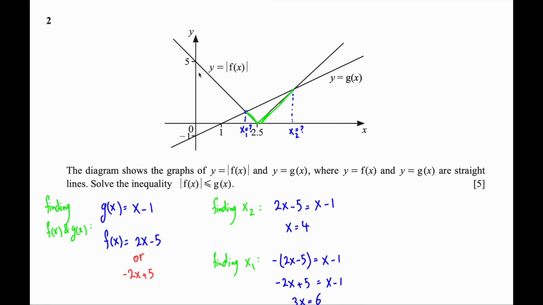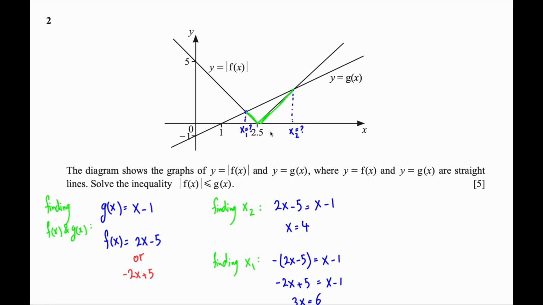In question number 2, I'm given the graph of two functions. The first one, f of x, is the absolute value of that, and g of x is just a straight line, and I'm supposed to find all the x's for which f of x is less than g of x. In other words, I have to solve this inequality.